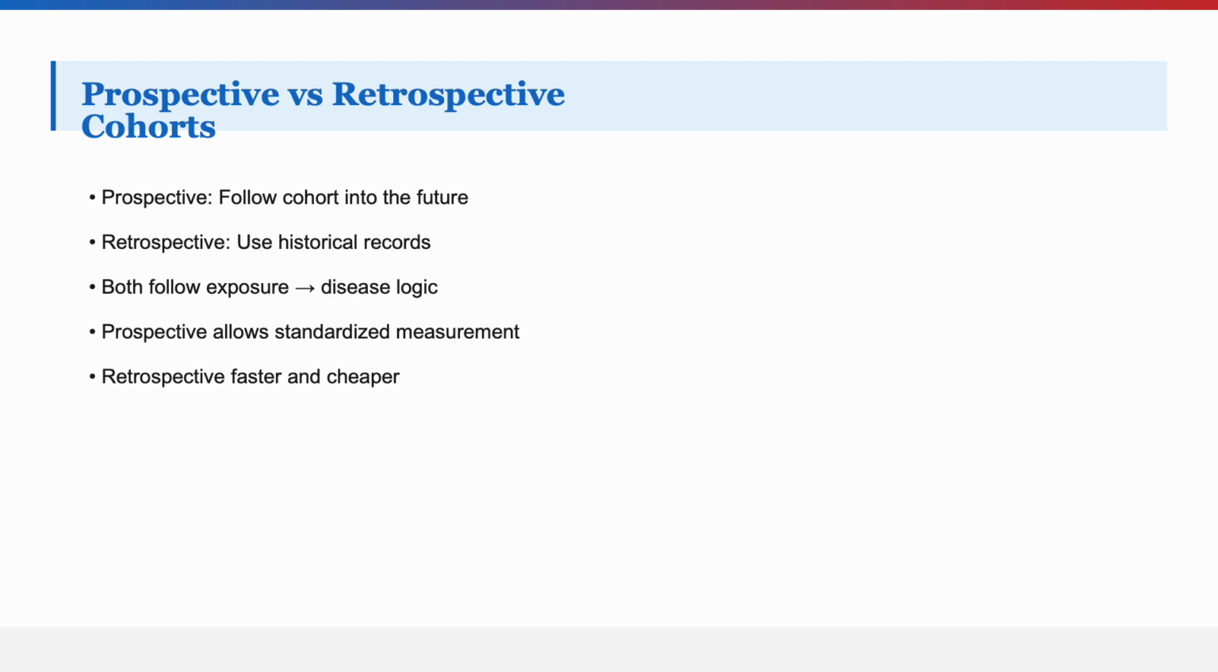Prospective studies allow standardized exposure measurement and complete outcome ascertainment. You design the data collection. But they're slow and expensive, you might wait decades for enough outcomes. Retrospective studies are faster and cheaper since outcomes have already occurred. But you're limited to whatever data was historically recorded, which may be incomplete or inconsistent. Many large cohorts are now prospective, the UK Biobank, the Canadian Longitudinal Study on Aging. They're expensive investments that pay dividends for decades.